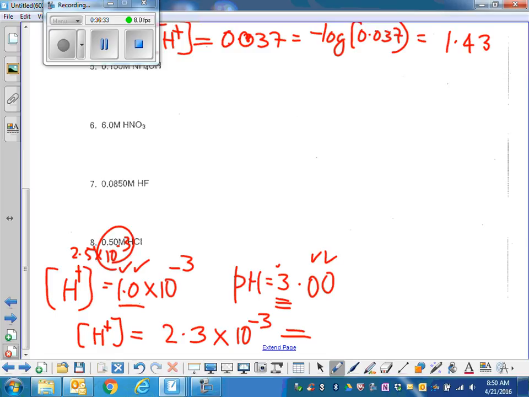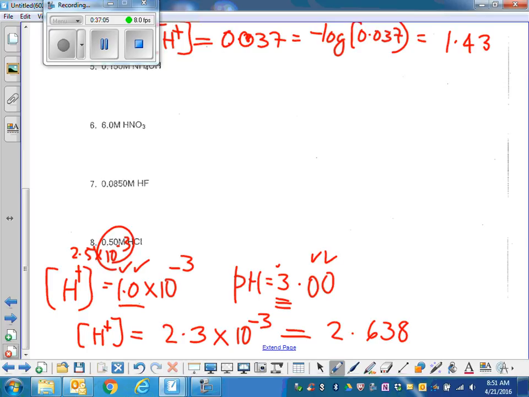Find the pH. It's not negative 3. You'll get a 0 if you do that. How do you find the pH? Put the number in your calculator. Do negative log of this number. What do you get? Negative log of, did you do it, Olivia? 2.638.